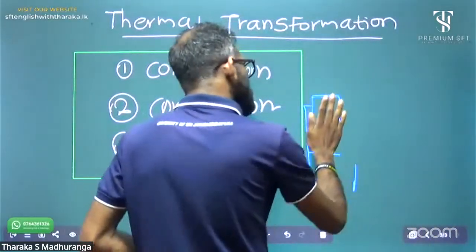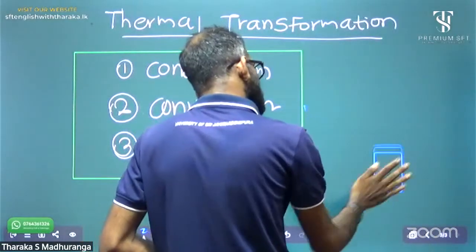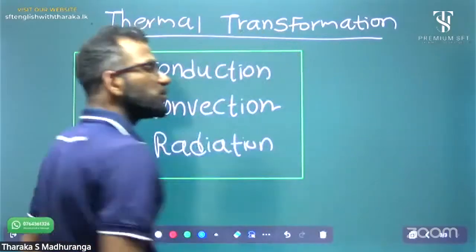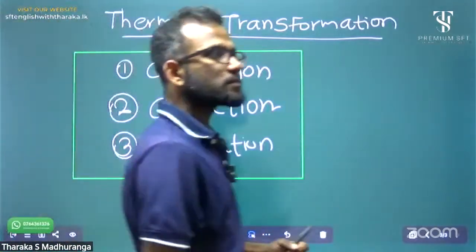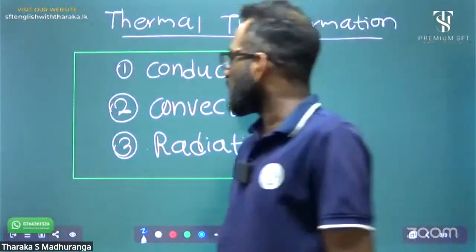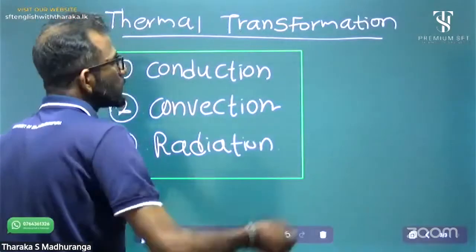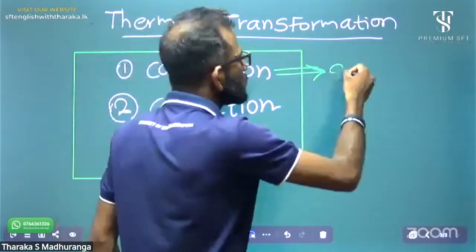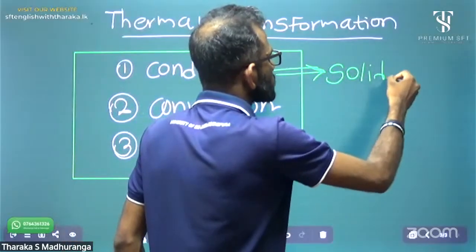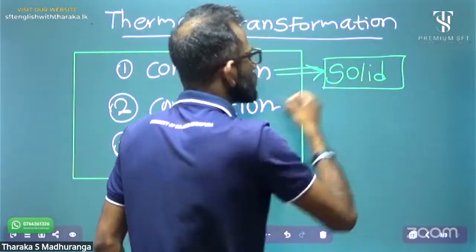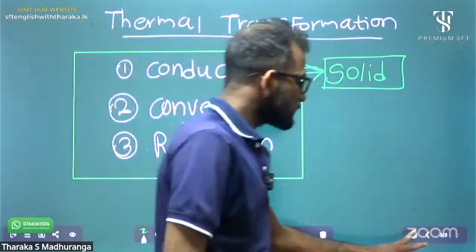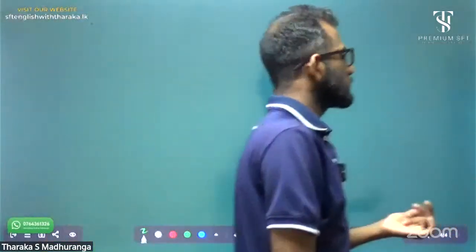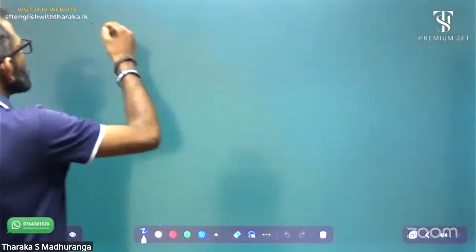Now we have three main thermal transformation methods. Conduction first. What's the meaning of conduction? Mainly, I told you conduction is the heat transfer through solid objects, no? Solid objects. What is the reason, and how does heat transfer through solid objects?